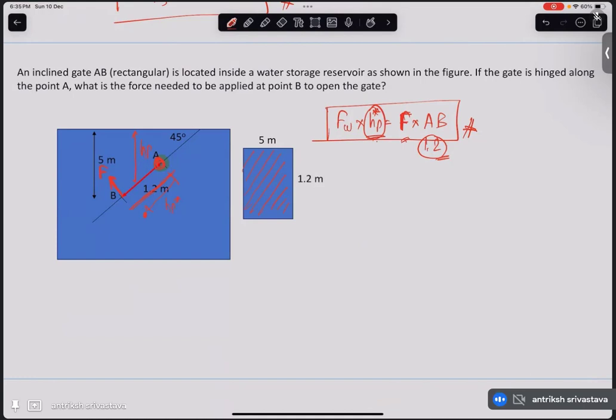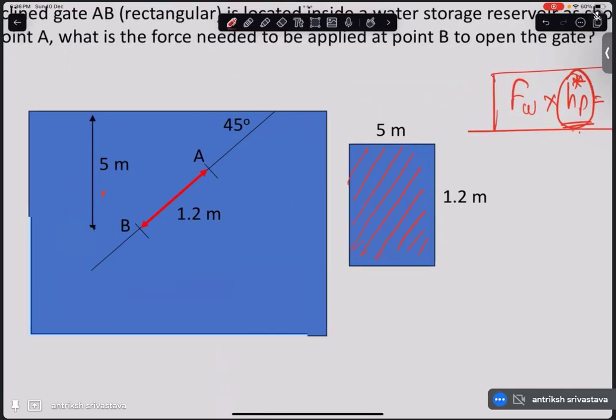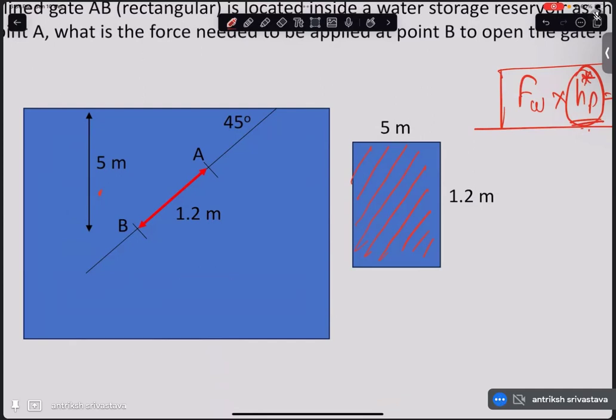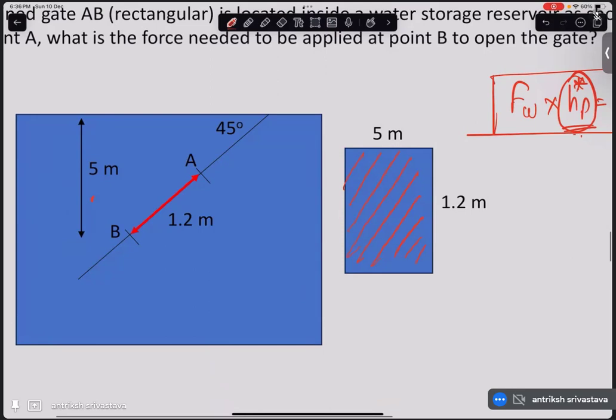First, let us calculate the pressure force at this particular gate. For that, we need to calculate the center of gravity, Hg. So let me zoom in here. This is 1.2, correct? And if you look at this, the center of gravity is going to be somewhere here, 0.6, right? So this is 0.6.